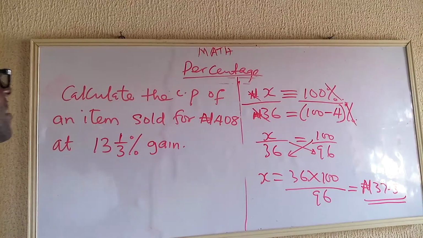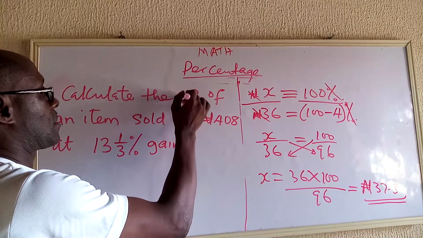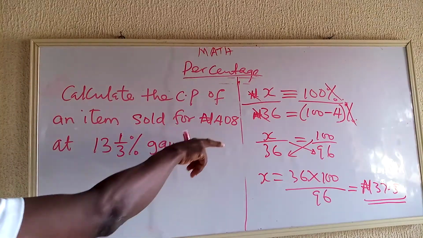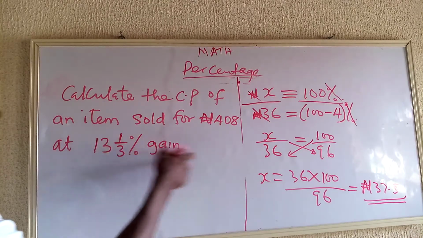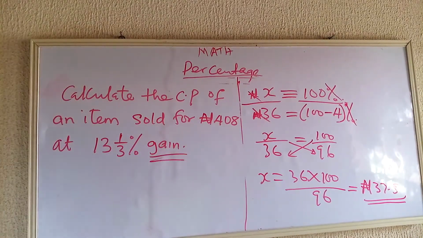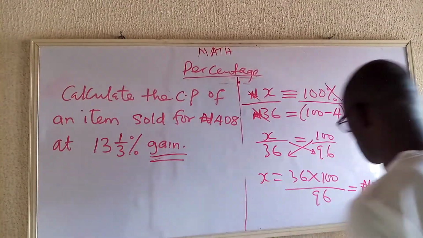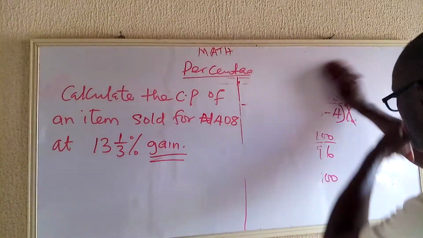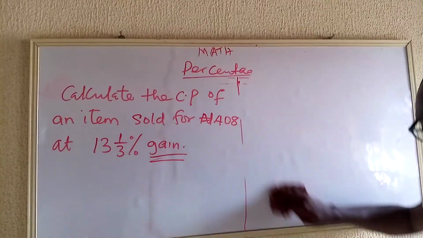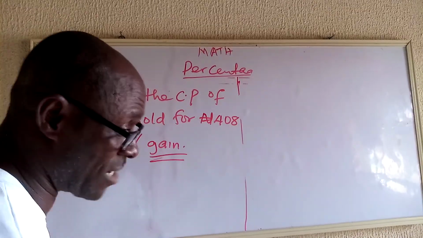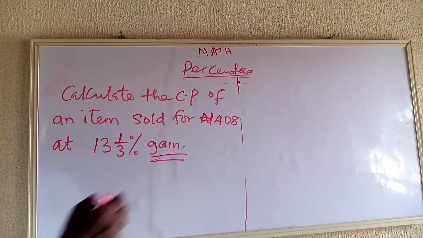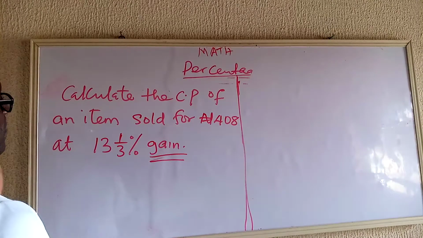Calculate the cost price of an item sold for 408 naira at 13 1/3% gain. See, gain. All right, this is what I'm going to do. I will use the general method first, then I will apply my own method to confirm it. The other time I used loss, so this is now gain. So let me do the general method first.